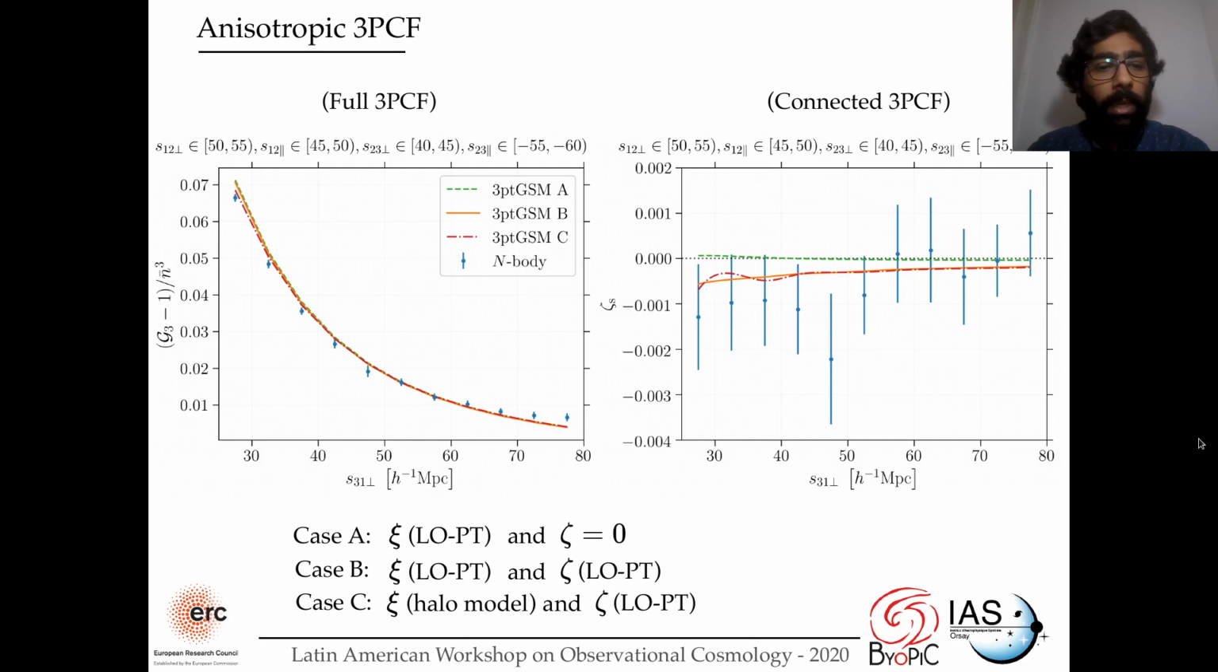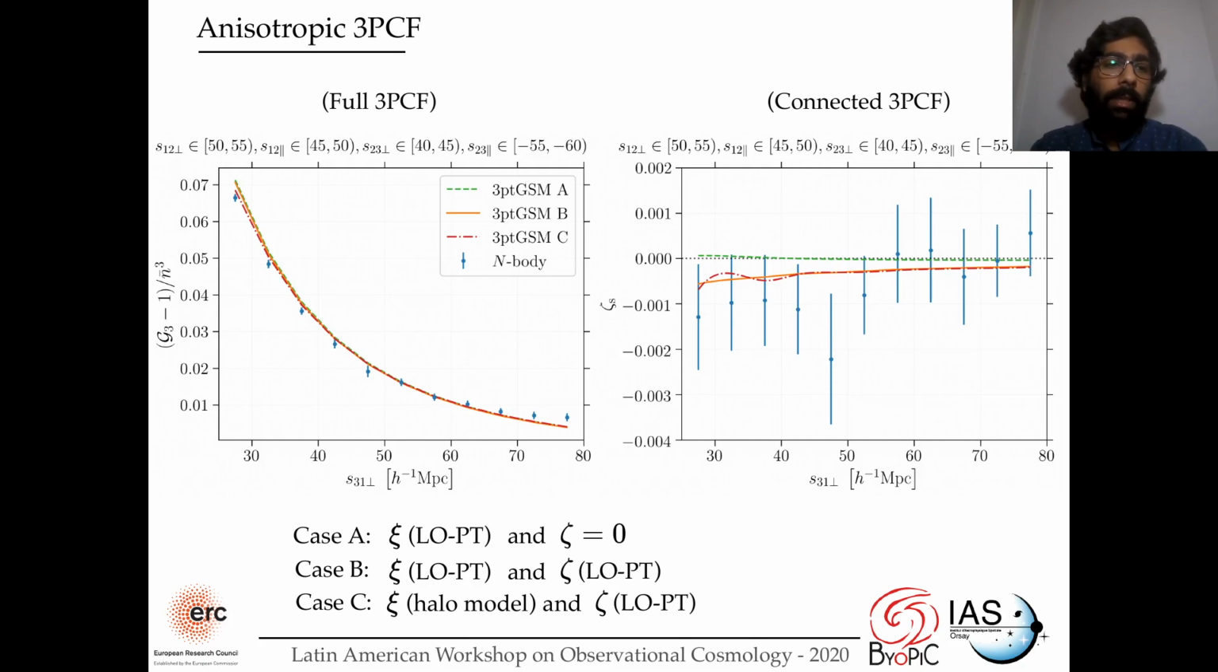That is case A, case B, and case C. Case A is where we have the psi coming from the leading order in perturbation theory, and we set theta equal to 0. Case B is where we use both theta and psi, using the 2-point correlation function in real space and the 3-point correlation function in real space coming from leading order in perturbation theory. Case C we varied by taking the 2-point correlation function from the halo model and using the 3-point correlation function from the leading order in perturbation theory.